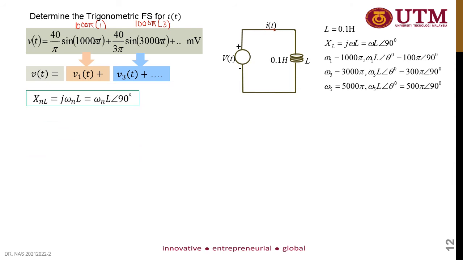So next you need to consider the impedance. In this case, you have an inductor given by XL, where n represents the number of harmonics. Okay, so XL is equal to j omega L. If you change the complex number into polar form, j is equivalent to 90 degrees. Omega depends on your harmonic number.